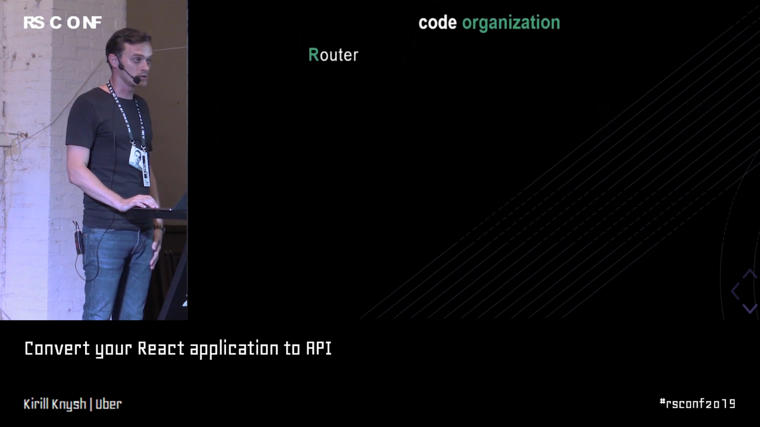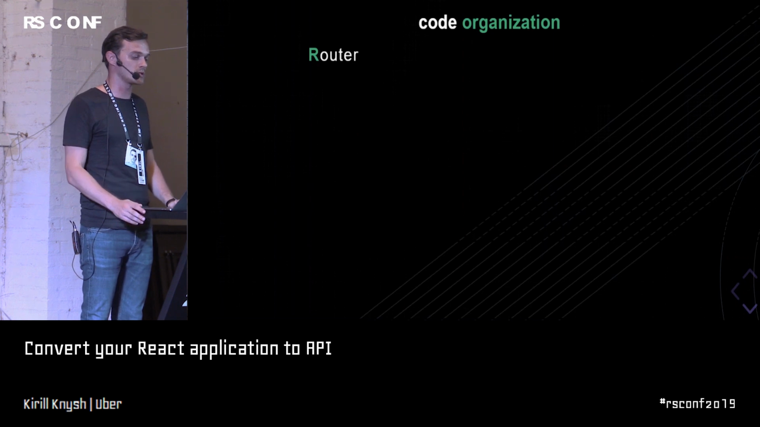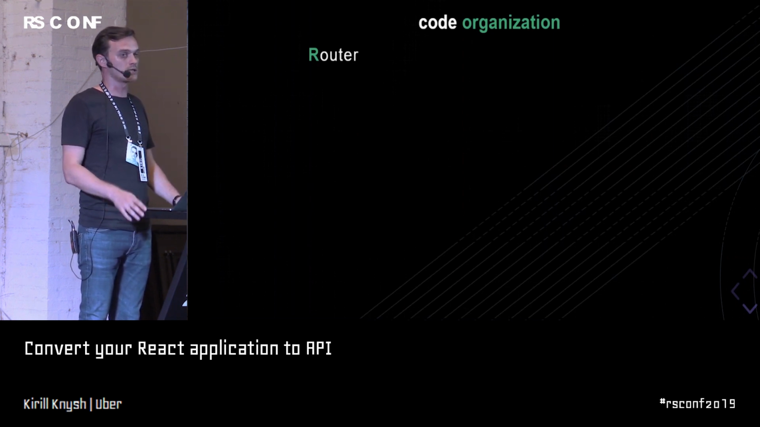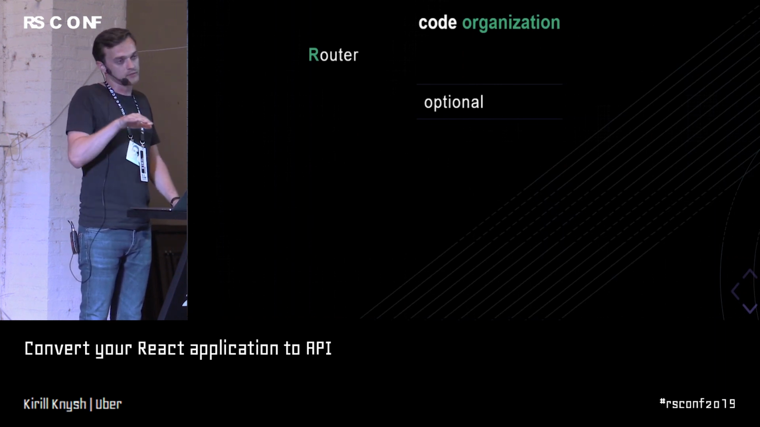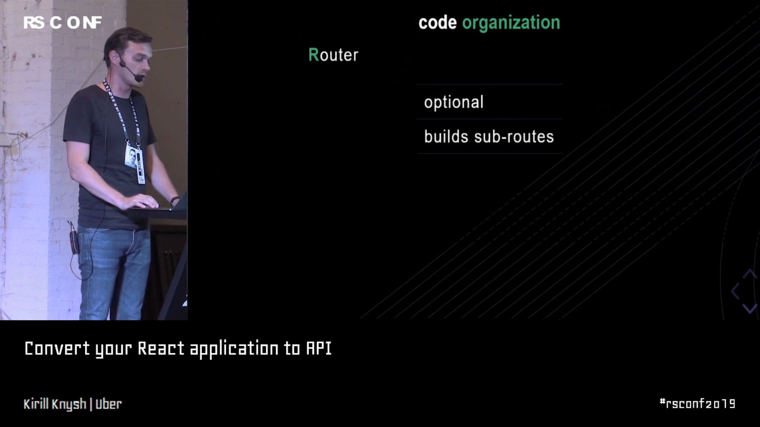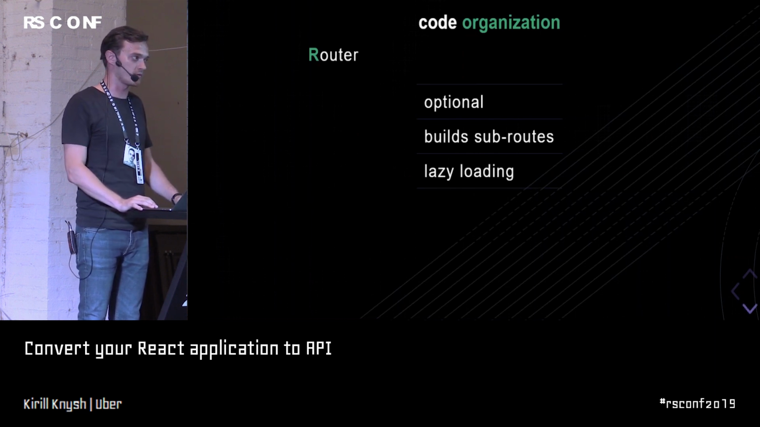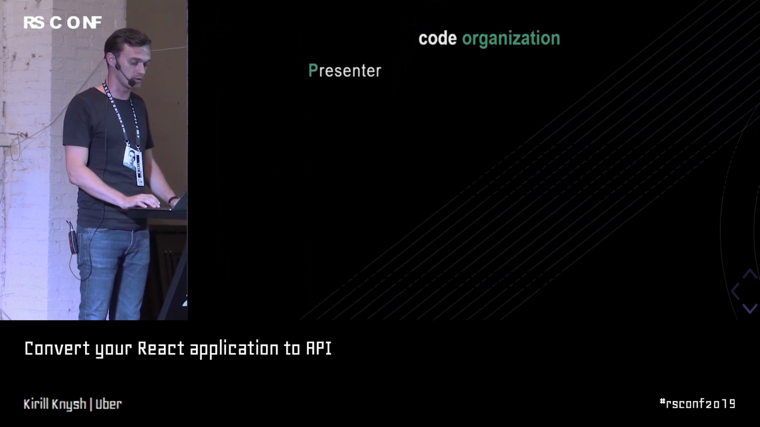The router is of course optional. One of the most important things in a router is that it builds sub-routes. Exactly for actions that have or may have sub-actions, the router builds sub-routes. As soon as we use React, basically the router consists of just a switch element from React router. And inside this router, we may also specify the bundle split. We want to specify which components should be lazy loaded, which not, and how to load them.